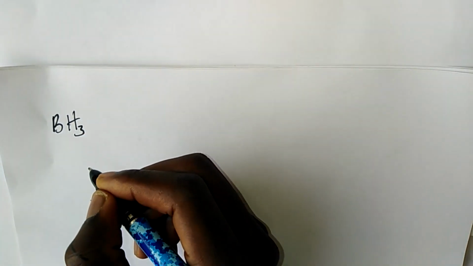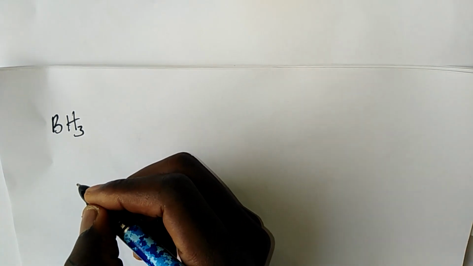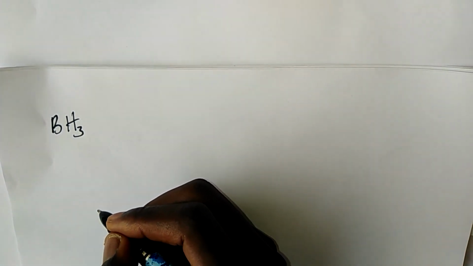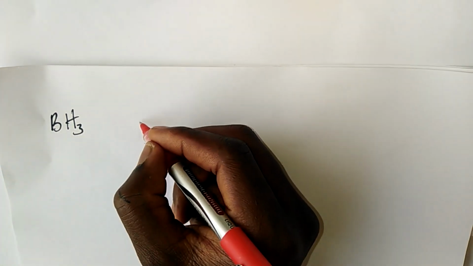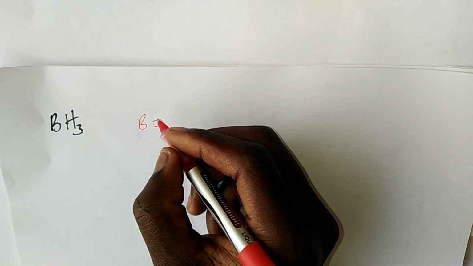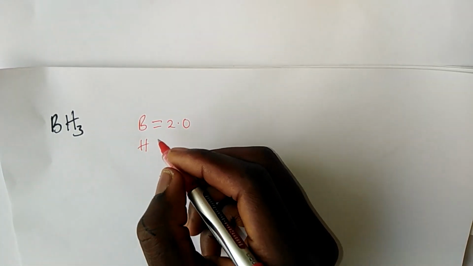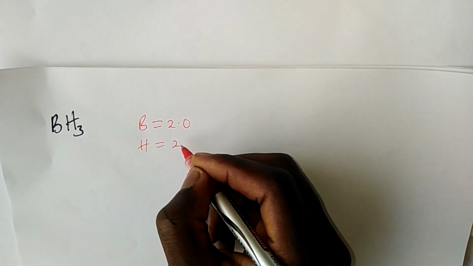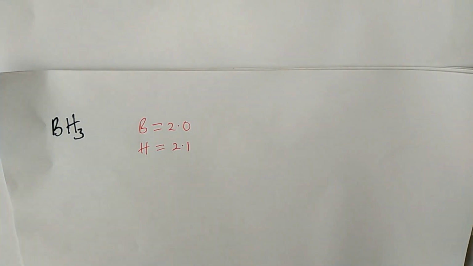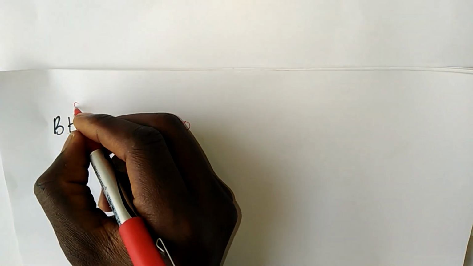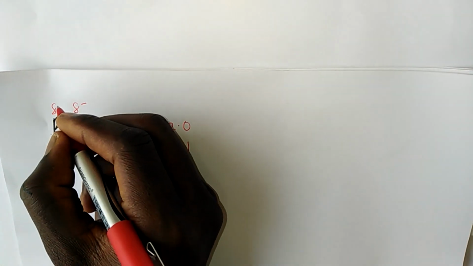Next, let's take barium hydride, right? Now, we know that boron has an electronegativity of 2.0. Boron has an En value of 2.0. And then we know hydrogen has an En value of 2.1. Now, therefore, we know that hydrogen is partially negative and boron is partially positive.